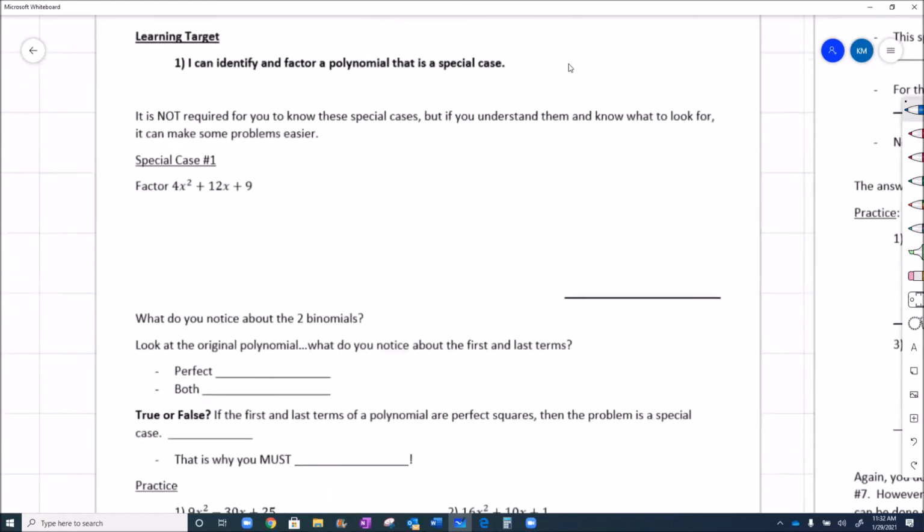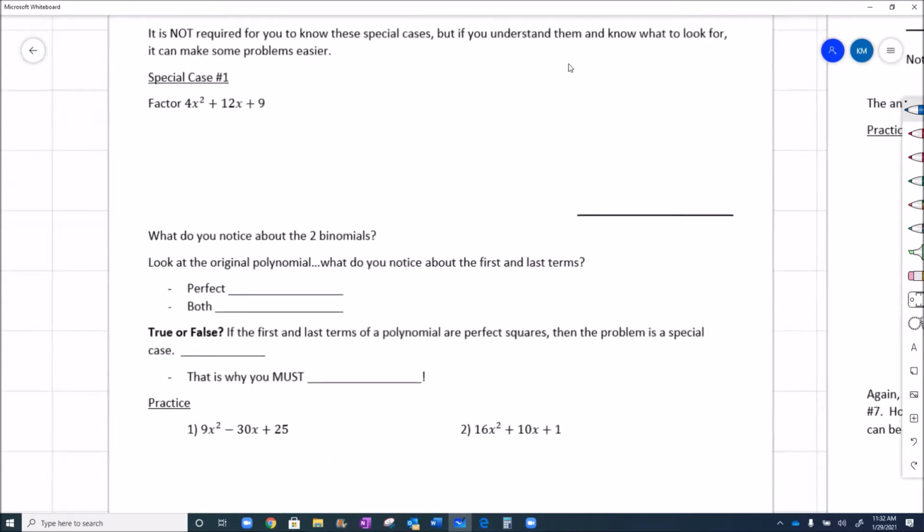So let's look at our first problem, special case number 1. We have 4x squared plus 12x plus 9. Without knowing any special cases, we can do this. We look for a GCF because A is not 1. 4 goes into both 4 and 12, but not into 9, so there's no GCF here. And so we just have to use our X-box method.